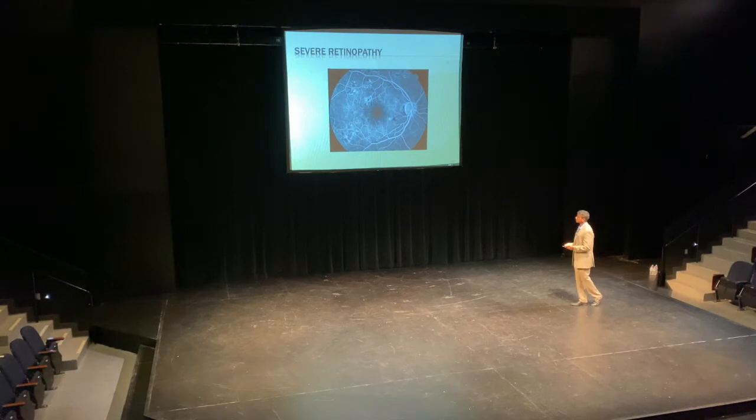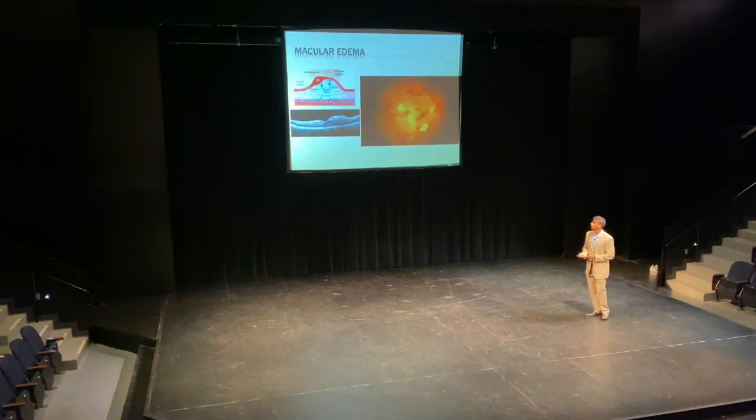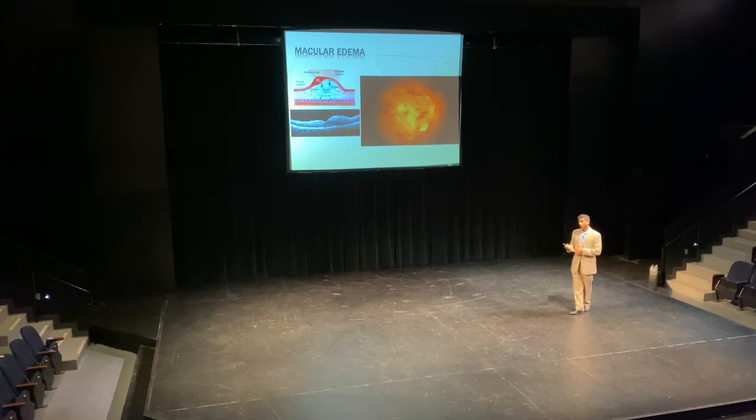Severe retinopathy, correspondingly, also shows changes on the fluorescein angiogram. Again, much more extensive capillary dropout, areas that are not getting any blood flow, and again, you see many more microaneurysms and changes in the blood vessel walls. Macular edema is an occurrence that can happen at any point in time, at any of those stages: mild, moderate, or severe. You can get this.